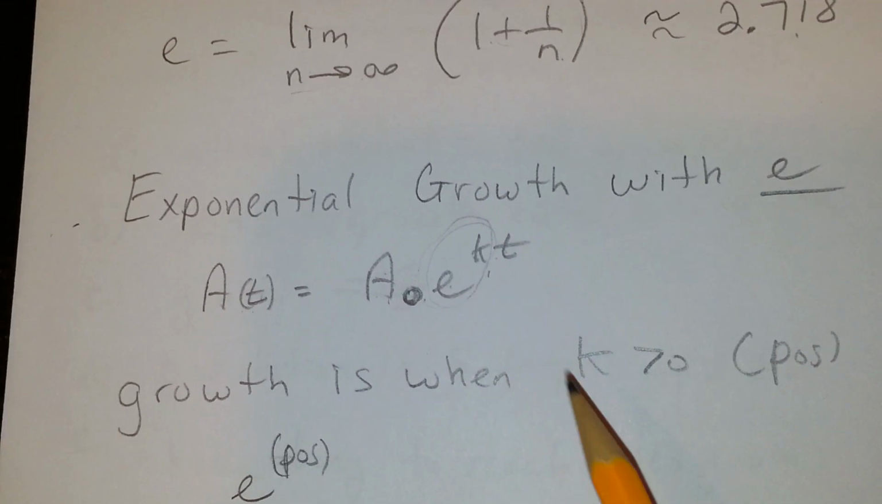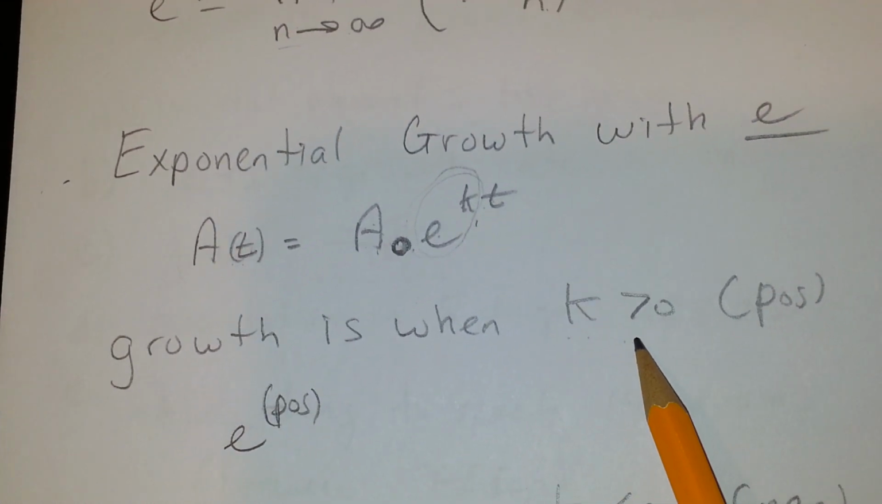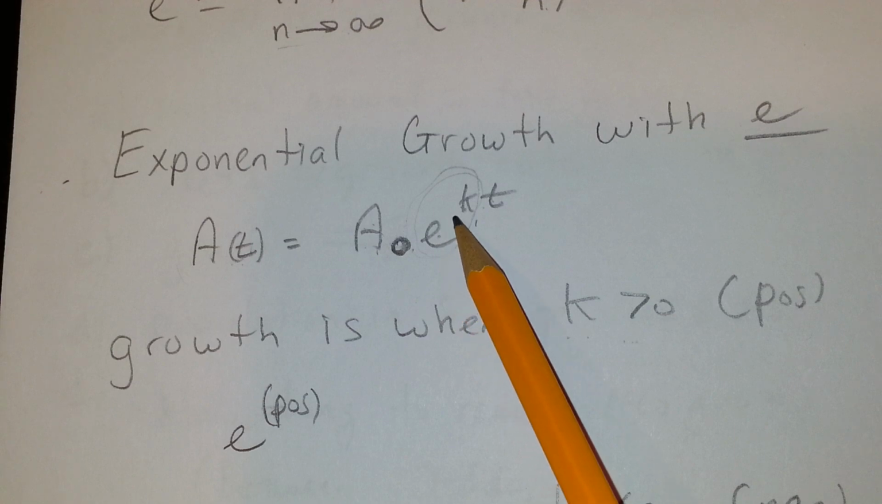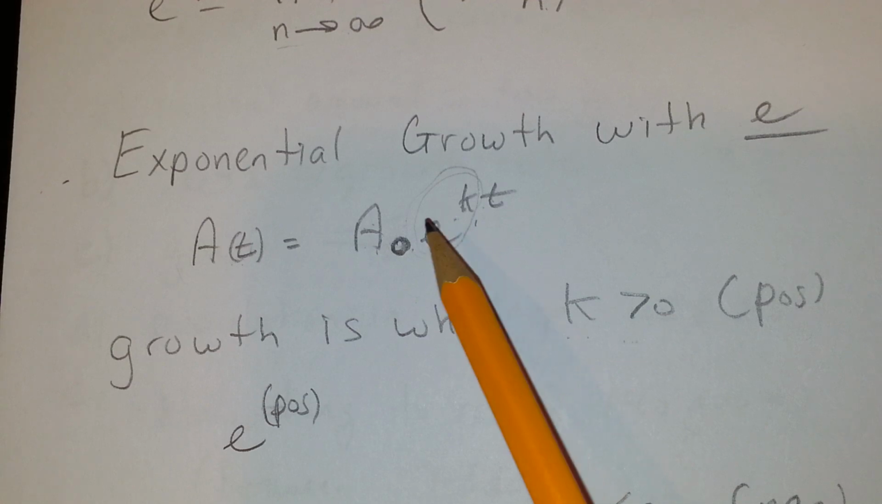It's a growth rate if k is greater than 0. This makes e to the 0.2, e to the 0.3, but it'll make it a growth rate.